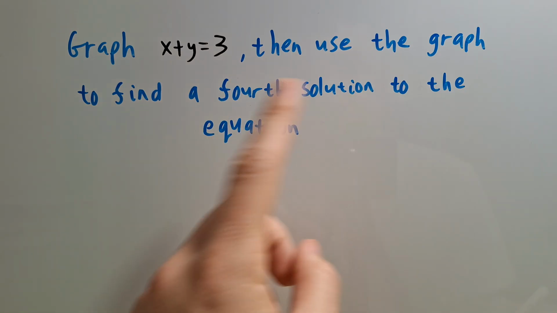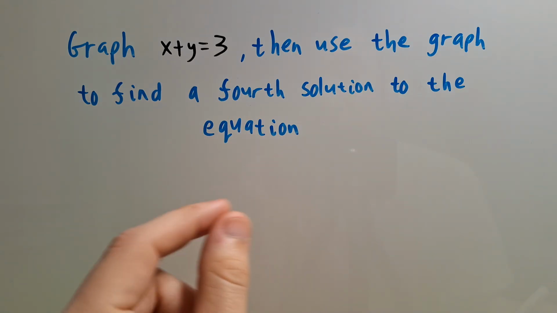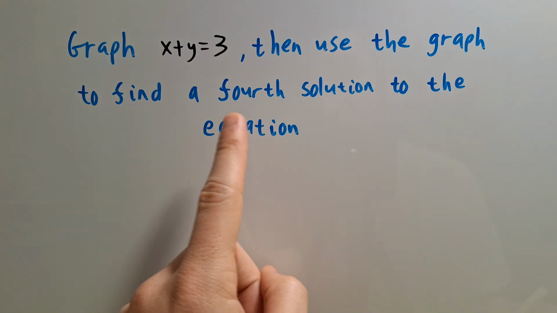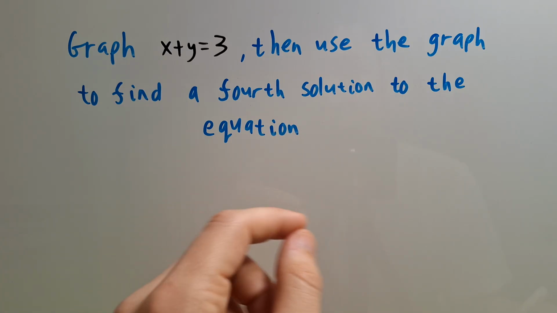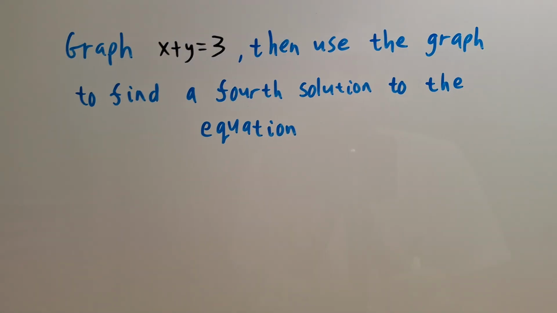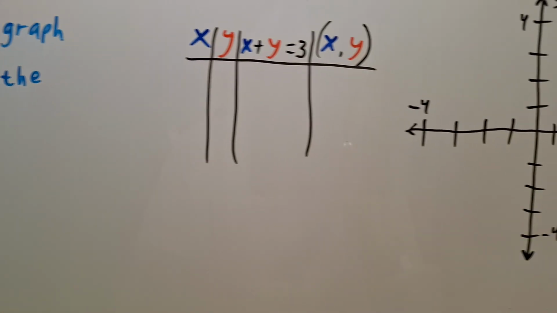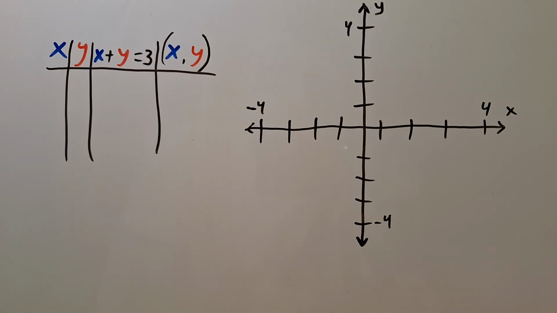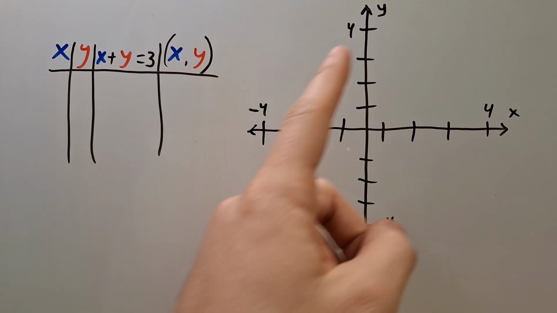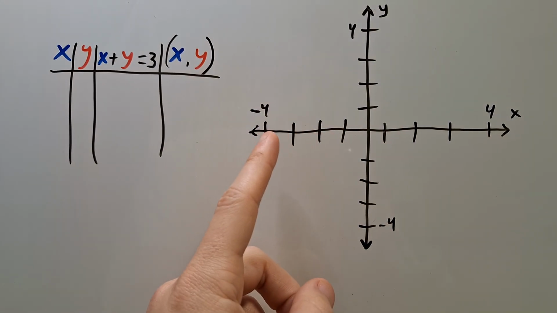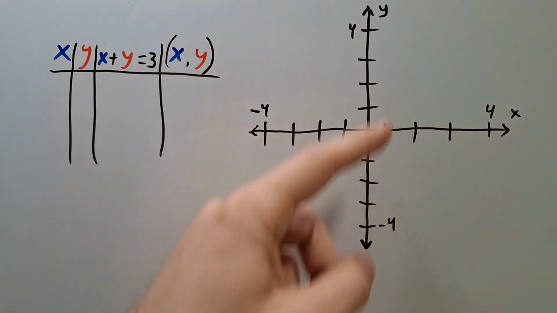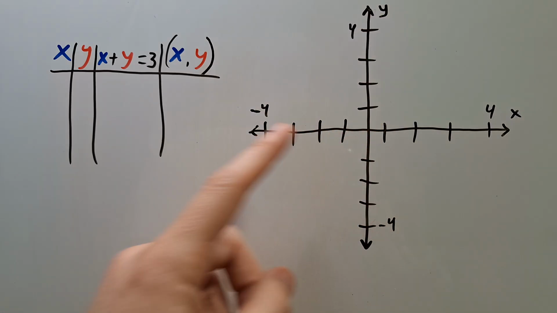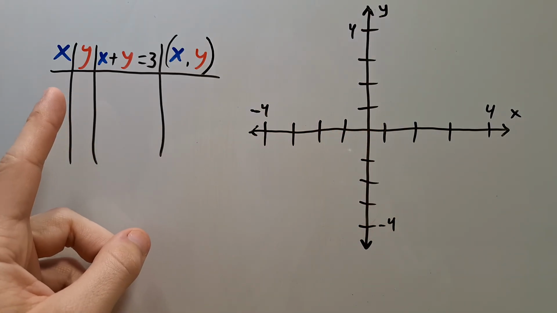We're going to find 3, and then we're going to plot the graph, and then we're going to find a fourth solution based off of data that we've collected. So let's come over here. Here we have our graph with 4 units to the left, right, up, and down, respectively from the origin. Over here is our table.